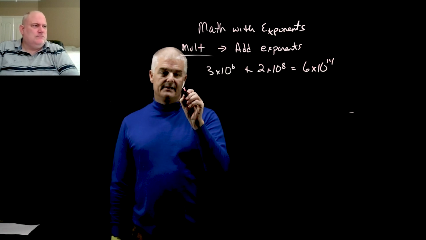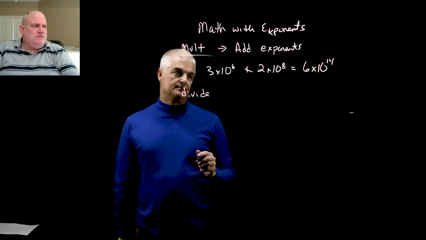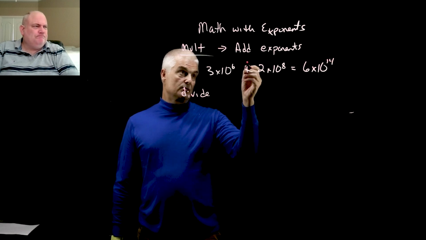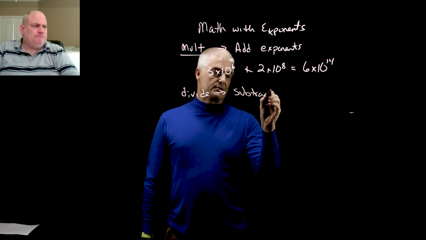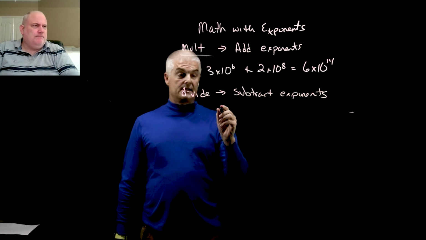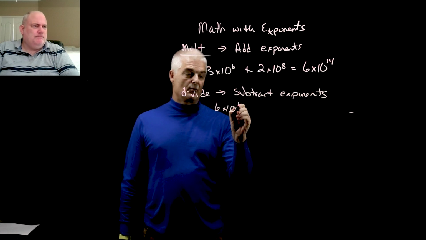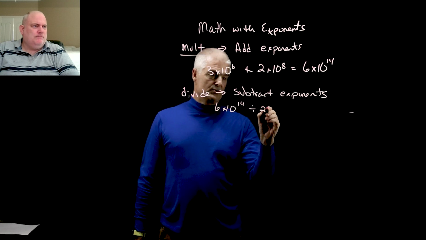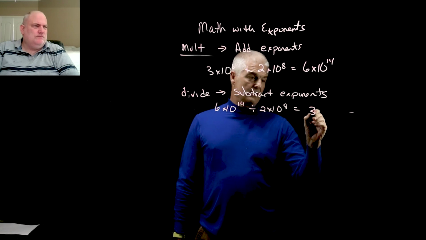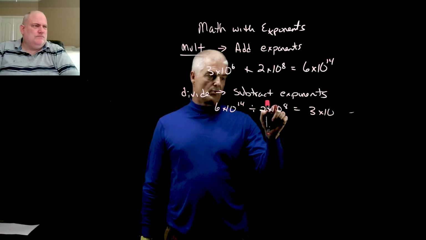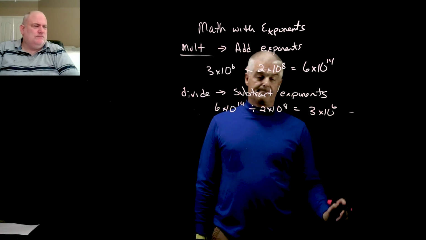All right, what about divide? Divide is subtract. So what's the rule? Not add exponents, you subtract exponents. So let's say I take 6 times 10 to the 14th divided by 2 times 10 to the 8th. 6 divided by 2 is 3. 3 times 10, and I'm going to subtract the exponents. 14 minus 8 is 6.